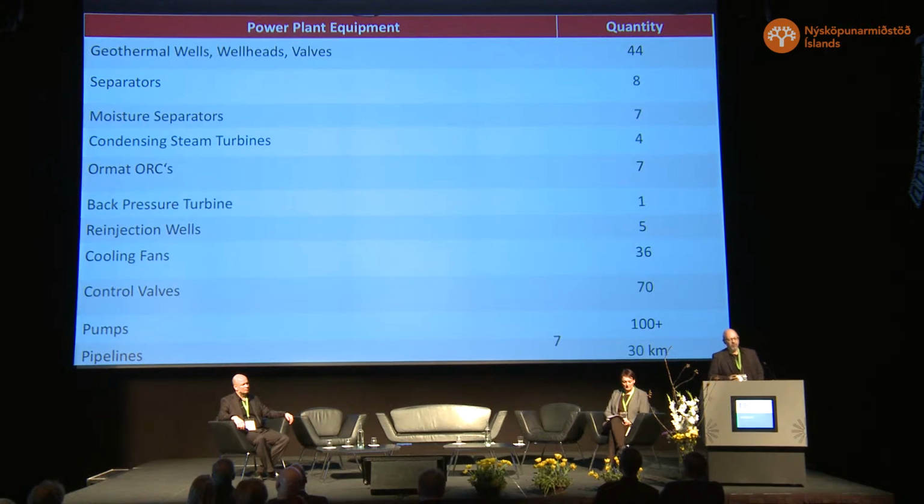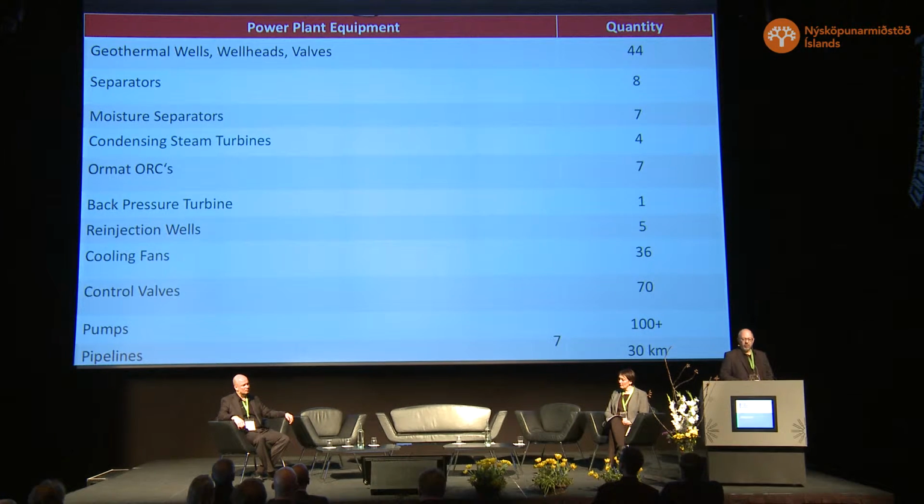This is a list of assets, as Guðmundur was showing us. And we have 44 geothermal wells, 8 separators, 7 moisture separators, 4 condensing steam turbines, 7 Ormat organic Rankine cycles. We have 1 back pressure turbine. We have 5 re-injection wells. We have 36 cooling fans.